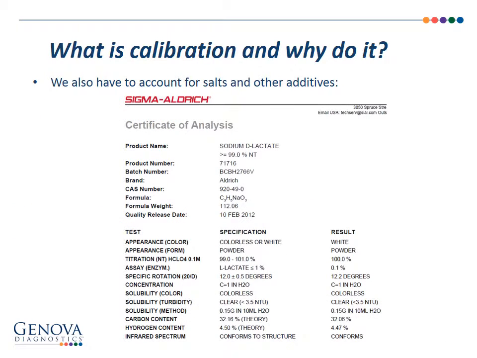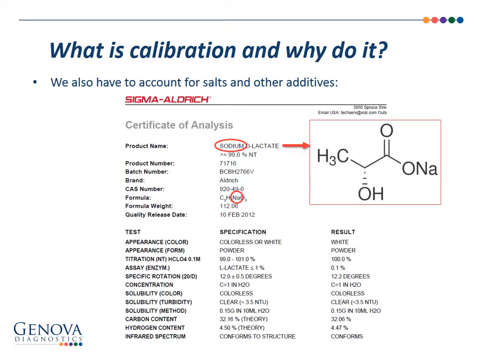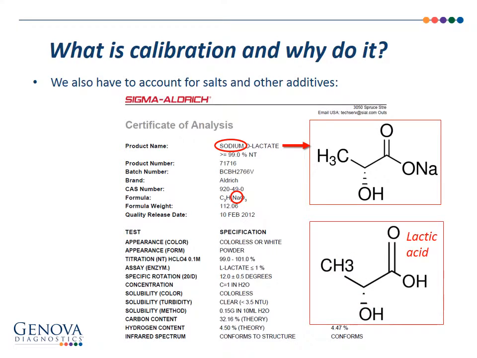Secondly, sometimes we can't find the pure forms of the analyte of interest. So this is an example of sodium D-lactate. This is a product that we use as a second source for lactic acid. So what does this look like? This is the chemical structure. It's the lactic acid with the sodium addition there on the right. And this is what pure lactic acid looks like. So you can see where there's that sodium ion that's replaced the hydrogen.